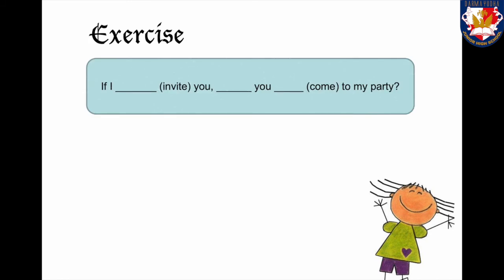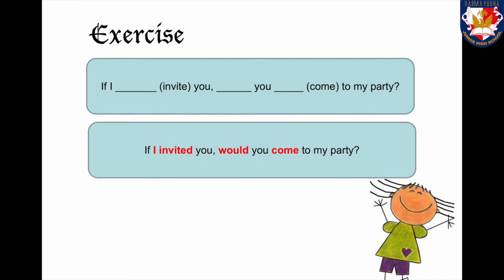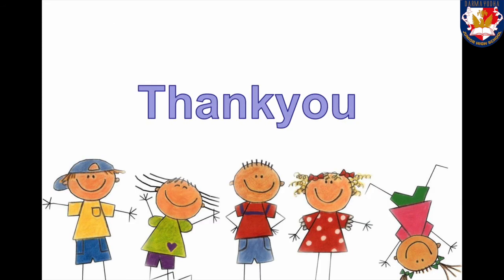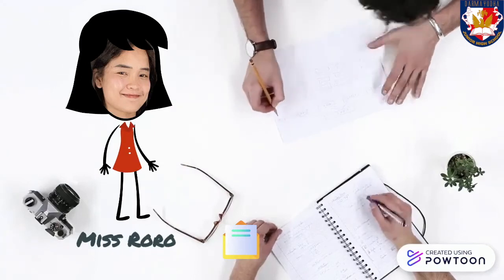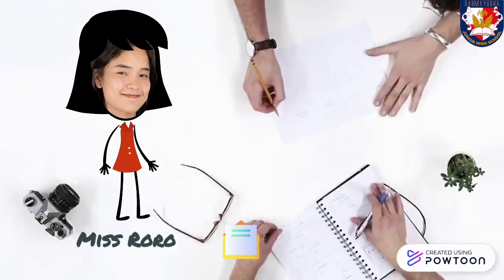Let's try again. What's the answer? Yes, you were right. The answer is, if I invited you, would you come to my party? That is the end of the second conditional explanation. That is the end of today's lesson.